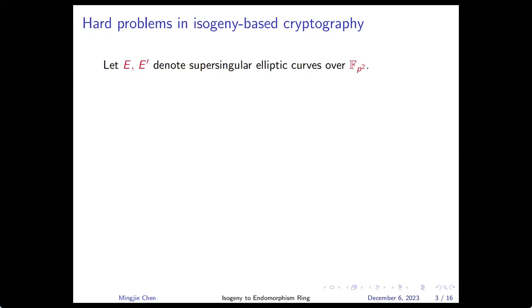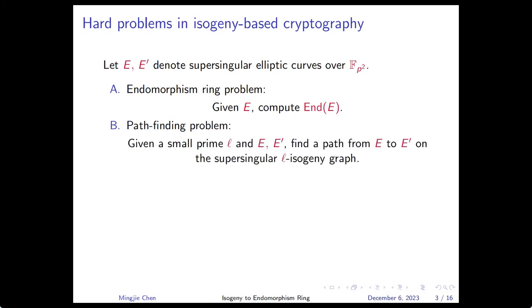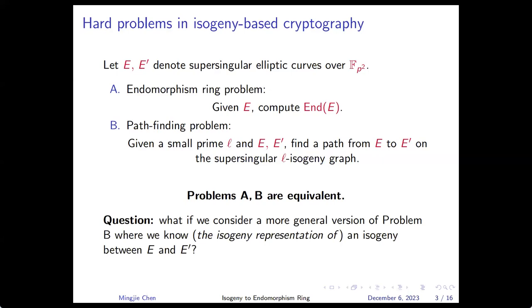So let E and E prime be two supersingular elliptic curves over F_p squared, which are central objects in isogeny-based cryptography. The hardness assumption of almost all constructions in isogeny-based cryptography can be reduced to the hardness of the following two problems. The first one is the endomorphism ring problem, which says that given a supersingular elliptic curve E, can you compute its endomorphism ring in polynomial time? And the second one is the path-finding problem, which says that if we have a small prime l and two supersingular elliptic curves, how do you find the path from E to E prime on the supersingular l-isogeny graph? These two problems are shown to be equivalent. And an isogeny path on the supersingular l-isogeny graph is essentially an isogeny of degree l to the power k.